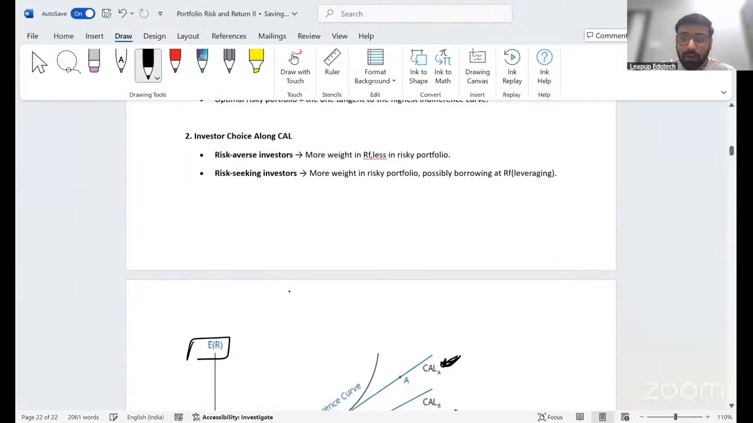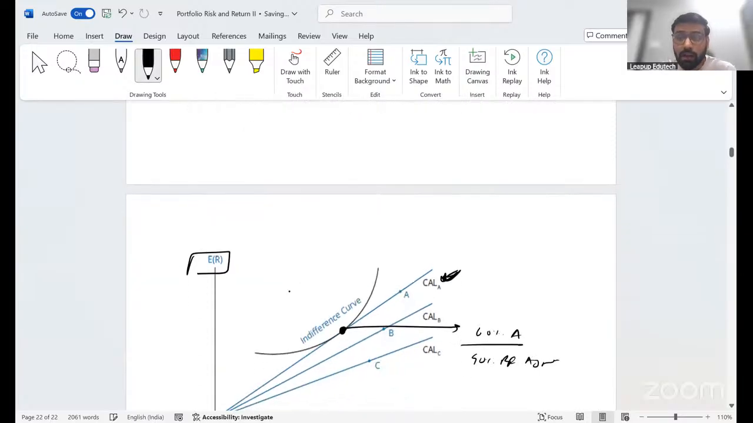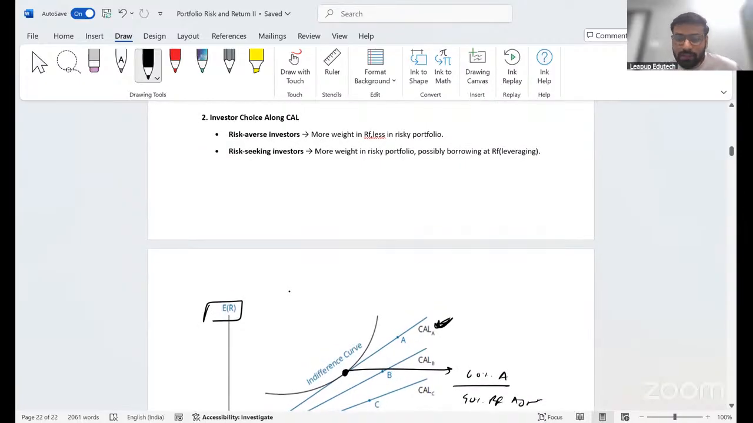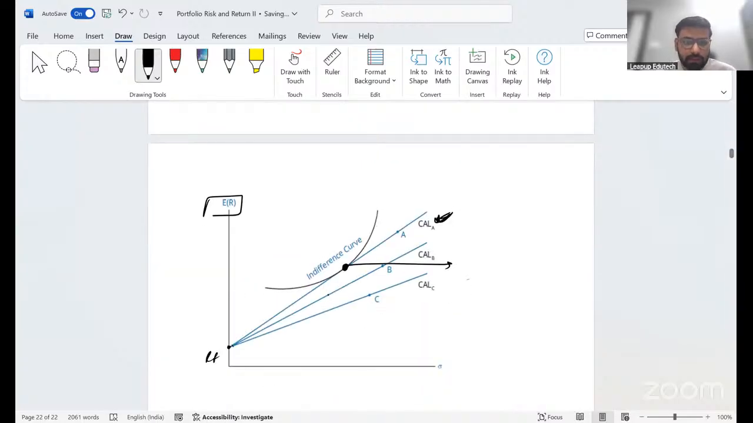But one thing that you guys should note is that a risk-averse investor, in any CAL, would want whichever is tangent to his indifference curve. If I were to put it in simple ways, for a risk-averse investor, the indifference curve would look something like this, which is more flat, which is less steep.